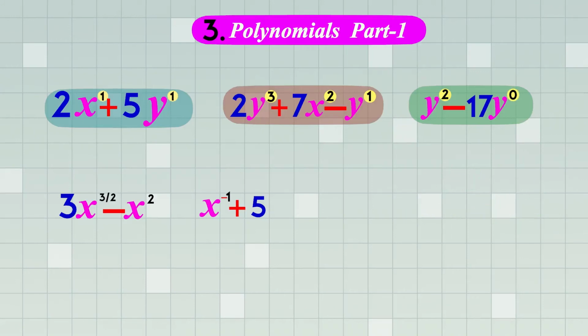Now students, let us see the fourth expression, that is 3x raised to 3 upon 2 minus x square. The powers of variable are 3 upon 2 and 2. Let us see the fifth expression, that is x raised to minus 1 plus 5. The power of the variable is minus 1. Can you write this 5 with a variable? Yes, we can write it with the help of 0. We can write this as 5x raised to 0. Anything raised to 0 is 1. So powers of variables are minus 1 and 0. So we are seeing all the expressions with the power of their variables.